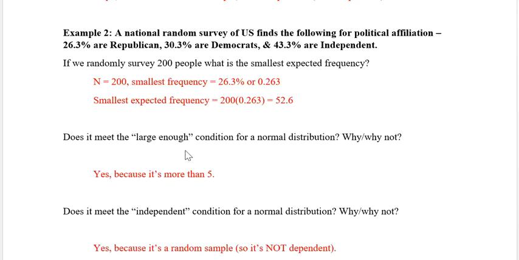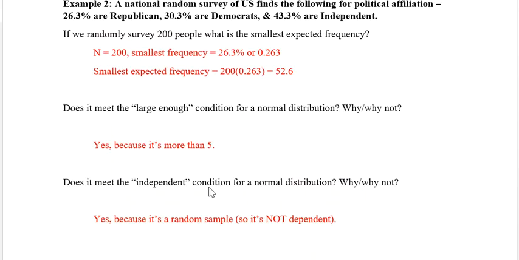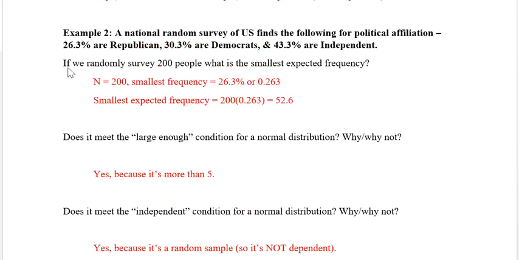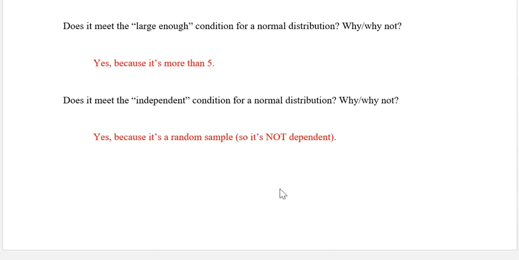And does this meet the large enough condition for a normal distribution? Yes, it does, because it's way more than 5. So we're good there. But does it meet the independent condition? Why or why not? Yes, it does, because it's a random sample, so it's not dependent. We know that because it says, if we randomly survey. So, yep, it is random because we said it's randomly surveyed.